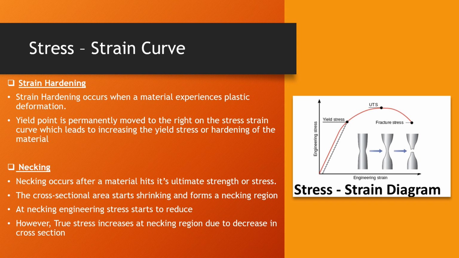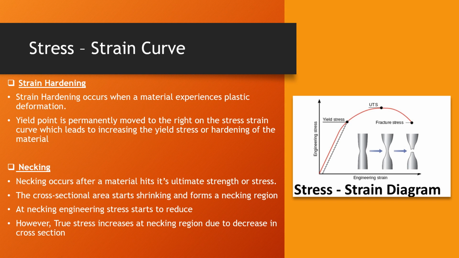In the case of engineering stress and engineering strain, necking is usually neglected because on that part of the curve you see a reduction in stress with increasing strain. That is because with engineering stress and engineering strain, you assume the initial cross-section of the material instead of taking into account the reduction in the cross-sectional area of the material. So the stress starts going down.